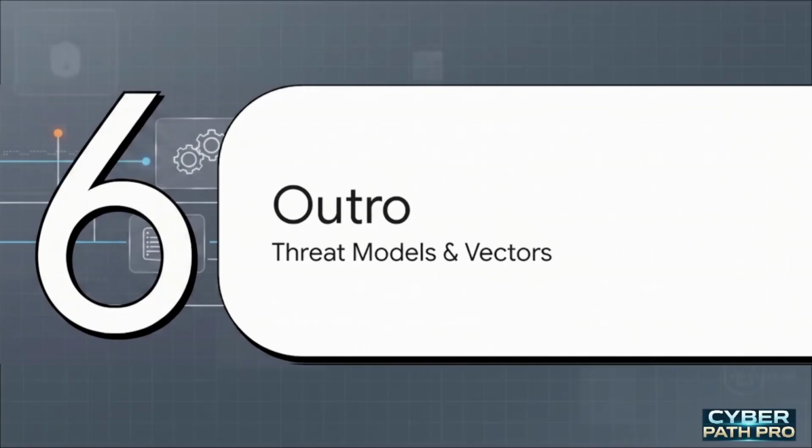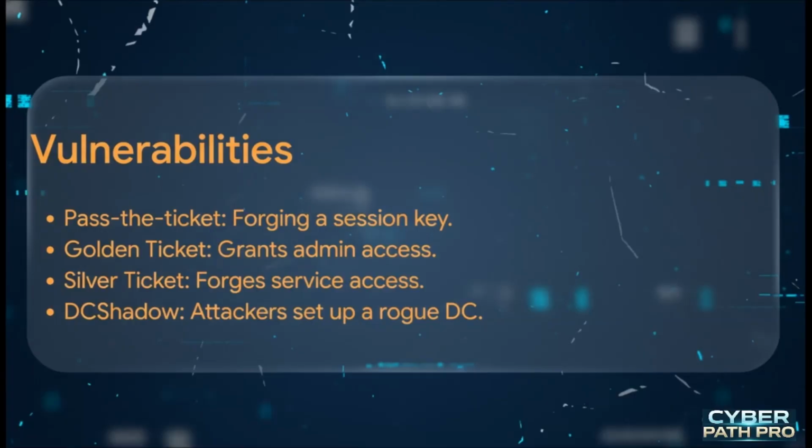And finally, that brings us to Section 6, Outro, Threat Models and Attack Vectors. We absolutely have to architect defenses against some really severe threat vectors. Attackers out there use pass-the-ticket methods, literally forging a session key to present to a resource without ever properly authenticating. And that often spirals into a golden ticket attack, which, terrifyingly, grants complete domain admin access. Or a silver ticket, which gets them forged access to a specific service. Even scarier, the DC shadow attack. That's where attackers get enough internal access to just spin up their very own rogue domain controller, injecting malicious changes right into that replication service. These identity-based attacks are specifically designed to bypass your KDC entirely.